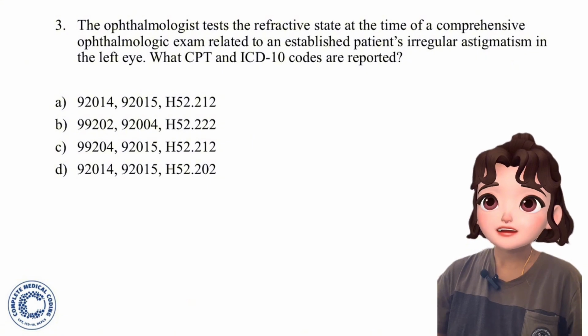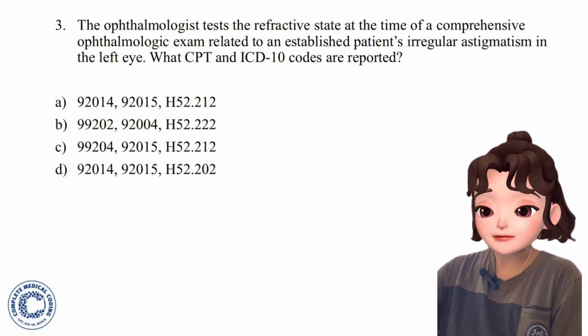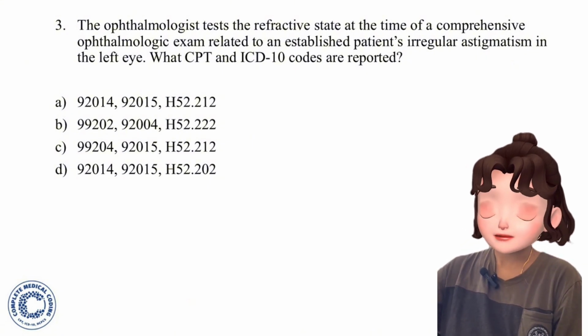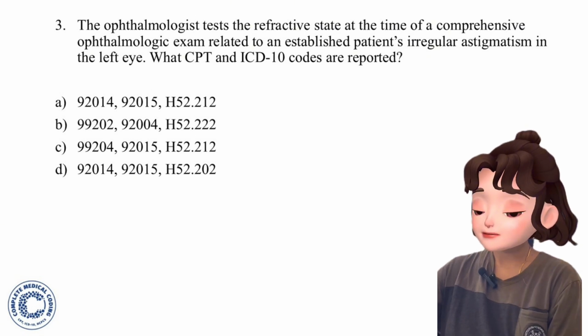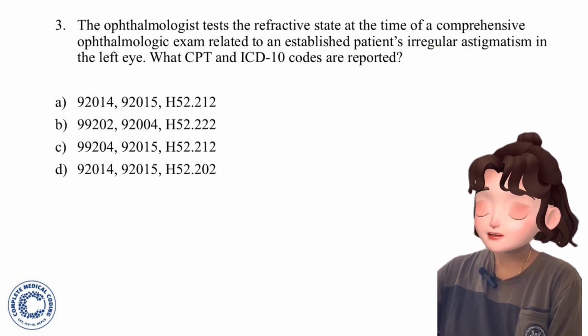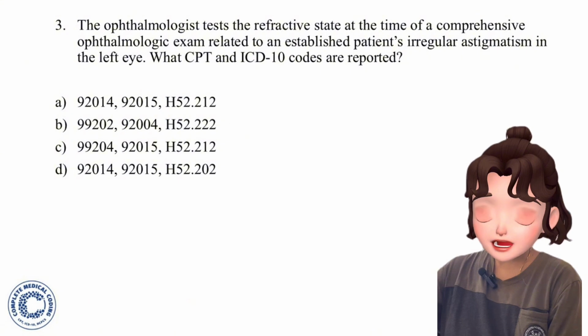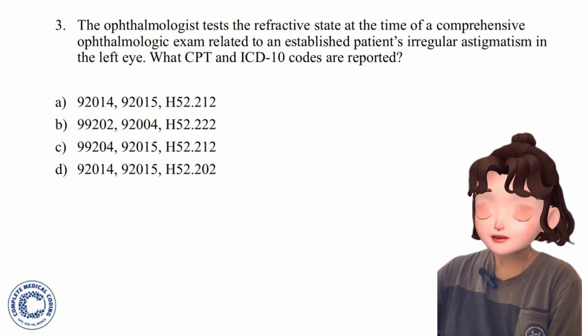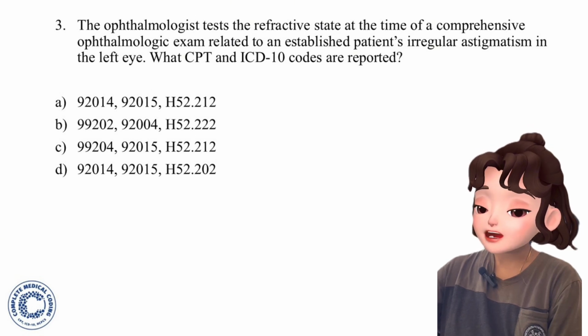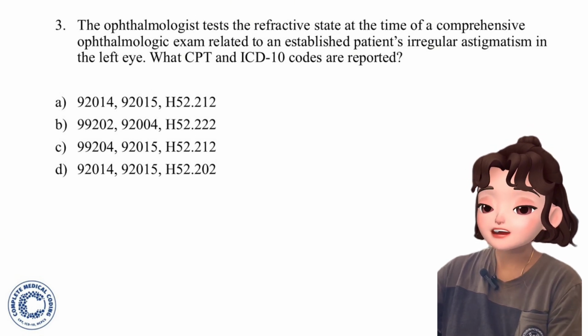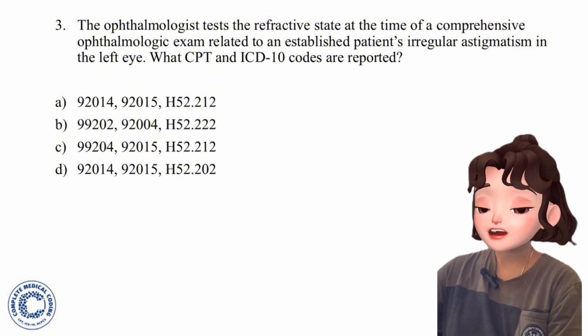Move to option A, 92014 and 92015. What are 92014 and 15? 92014 is ophthalmological services, medical examination and evaluation with initiation or continuation of diagnostic and treatment program, comprehensive, established patient, one or more visits. See, 92014.